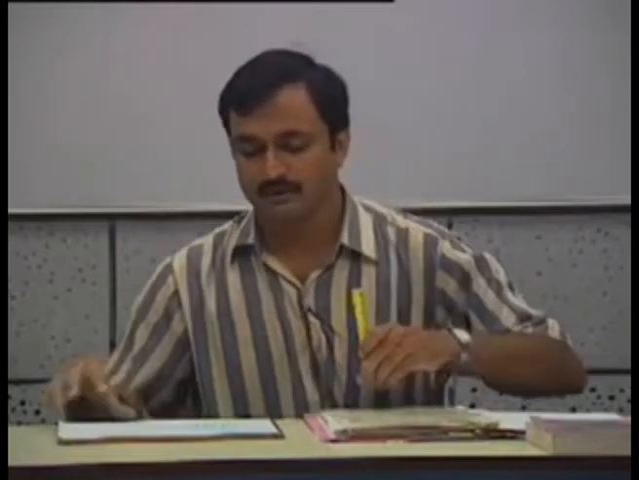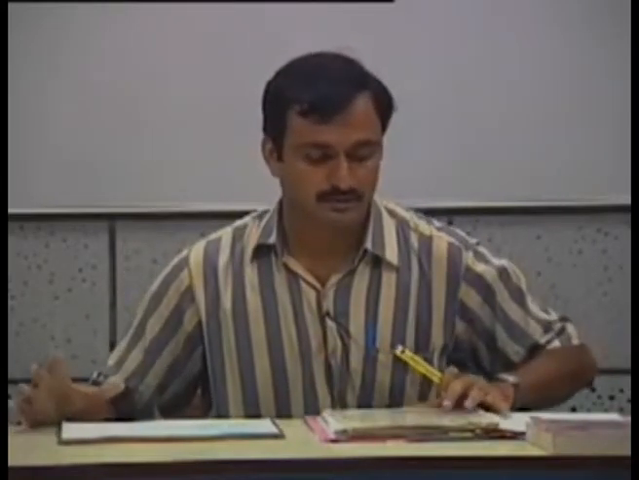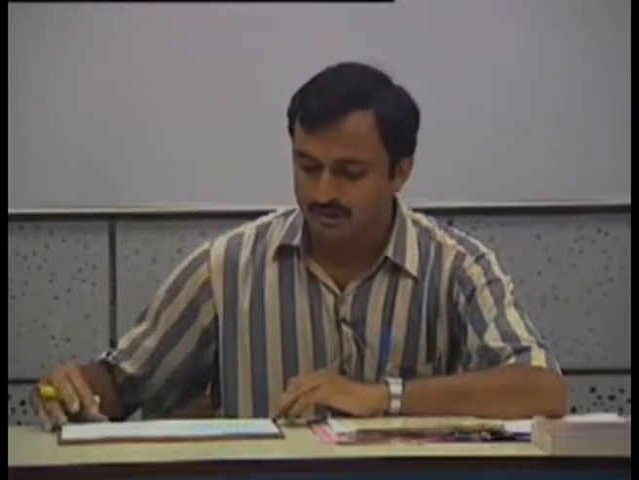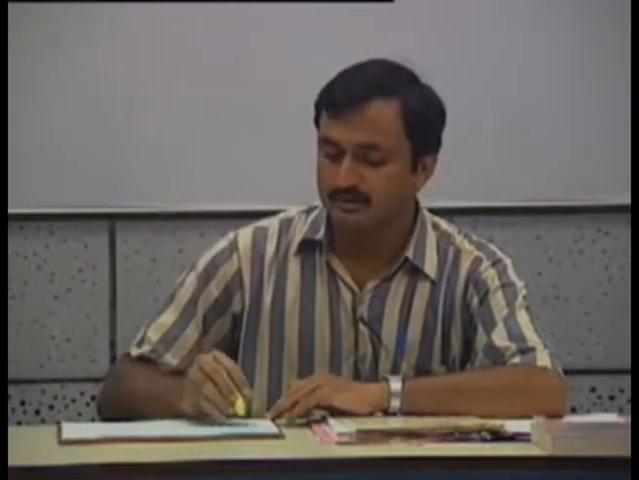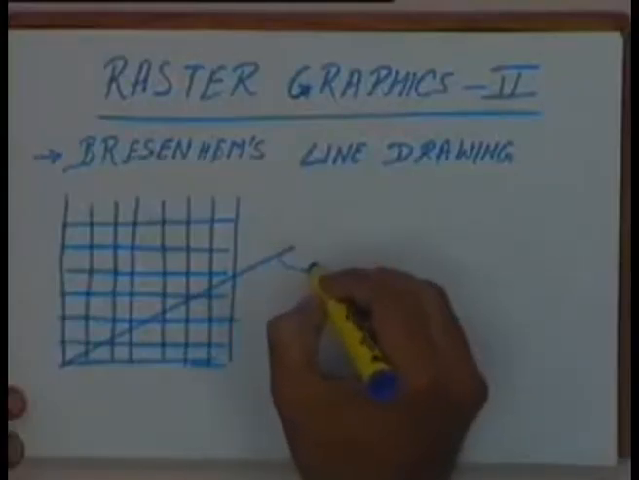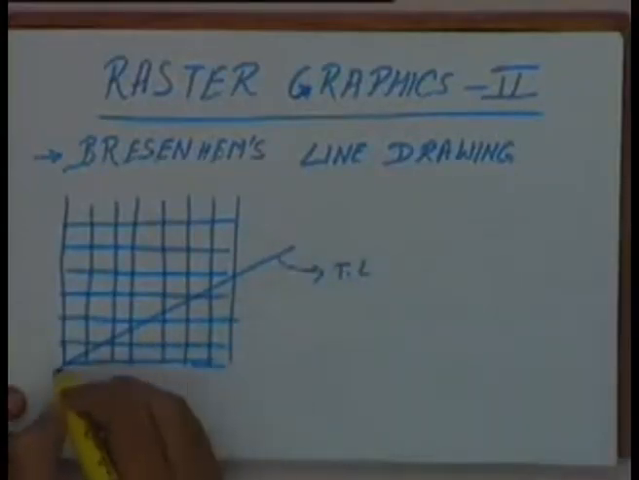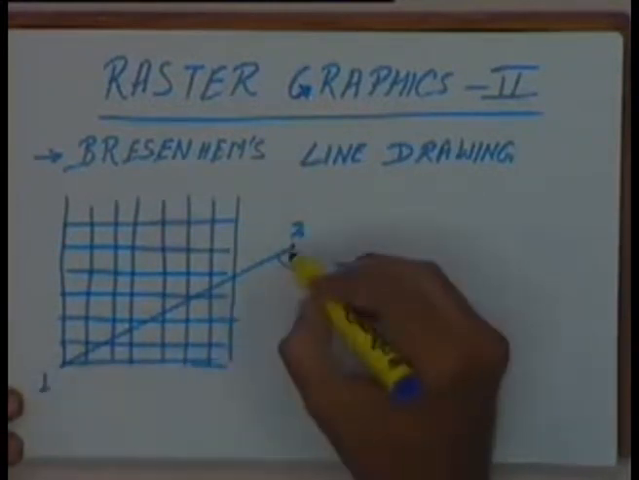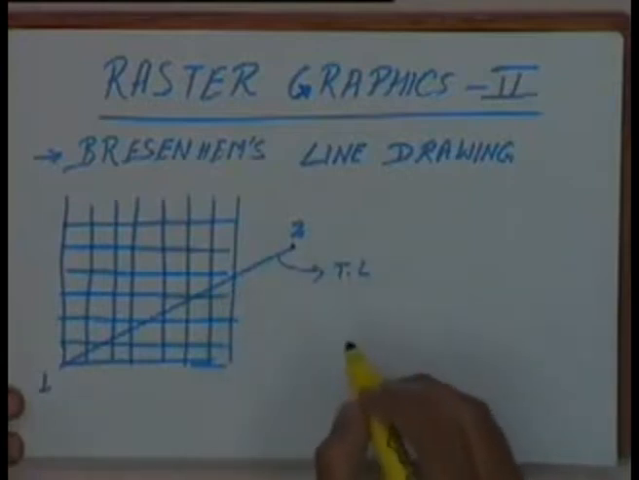Today we will be continuing with what we were doing last time, and that is essentially different kinds of line drawing algorithms. Now, yesterday I had introduced Bresenham's algorithm, and we had said that if we have to draw a line between a point 1 and a point 2, then the exact straight line between the two can be referred to as the true line.